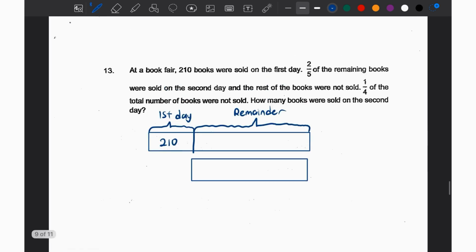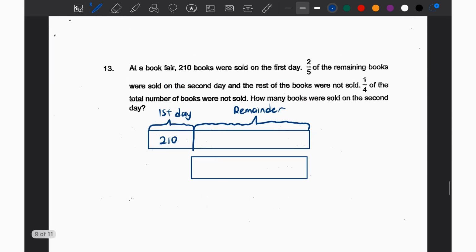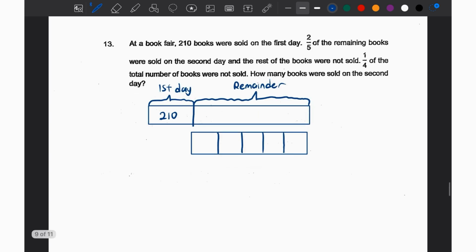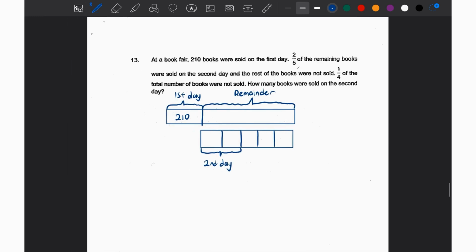Okay, and our remainder, we can actually cut into 5 boxes, right? So 1, 2, 3, 4, 5 boxes, and then we sold 2 out of the 5 boxes on the second day. So we just mark these 2 boxes out of the 5 boxes as the second day. Okay, and then the rest of the books were not sold. So this means that the 3 boxes behind are not sold, or unsold in this case.